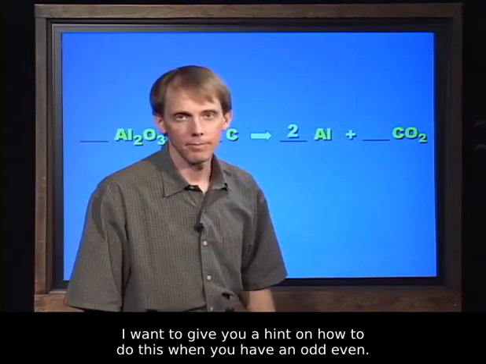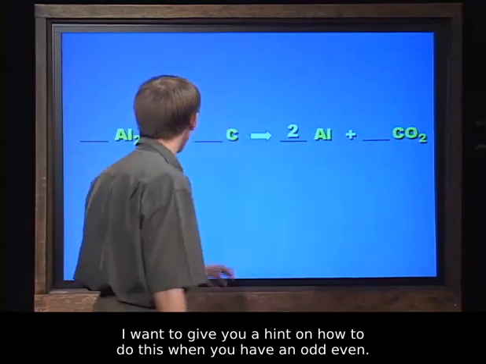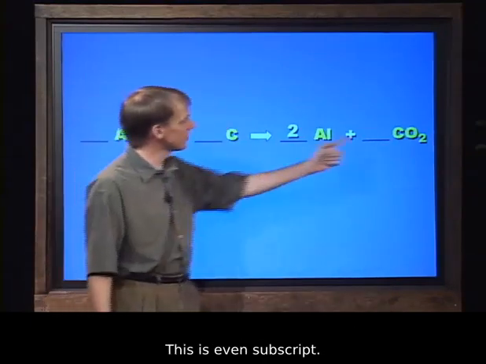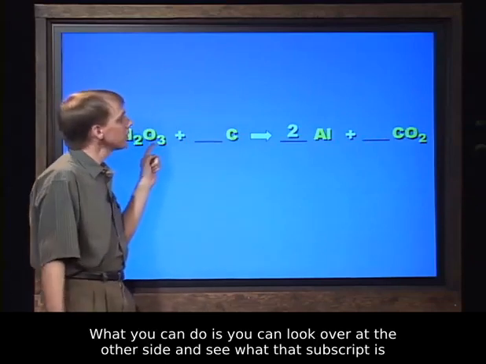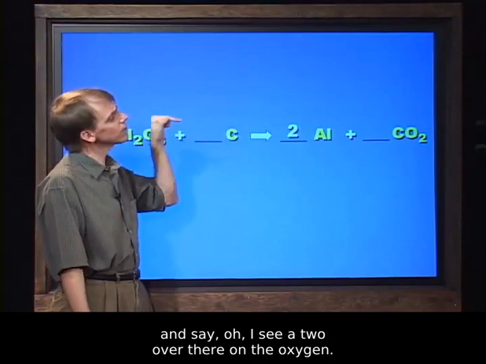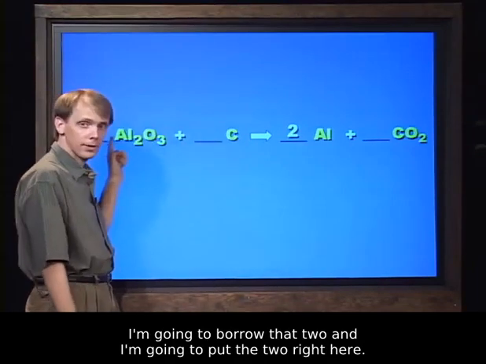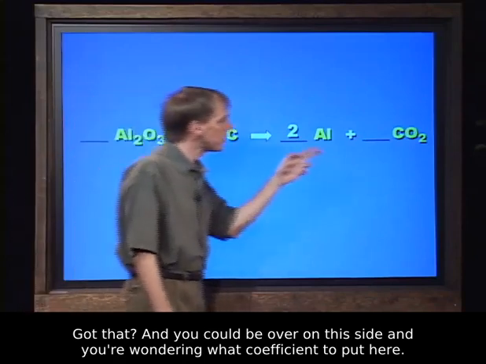I want to give you a hint on how to do this when you have an odd and an even. Look, this is an odd subscript, this is an even subscript. What you can do is look over the other side and see what that subscript is. And say, oh, I see a 2 over there on the oxygen. I'm going to borrow that 2, and I'm going to put the 2 right here. Got that?